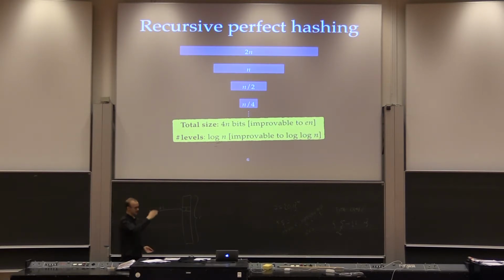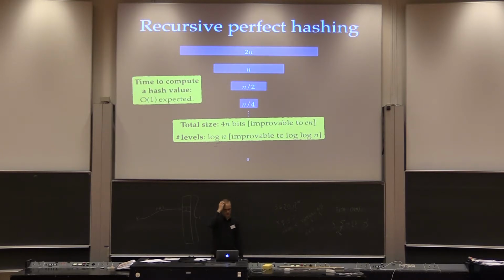And the number of levels is going to be logarithmic. So there are some keys that would require logarithmic time to actually compute the hash value. In fact, it's possible to improve this to log n, but I'm not going to do that now, even though it's relatively simple. But actually, if you think about it, the expected time to compute a hash value is constant.